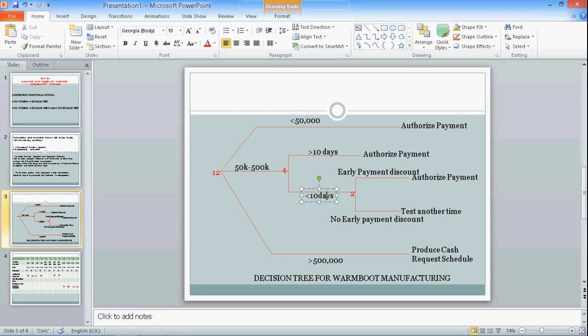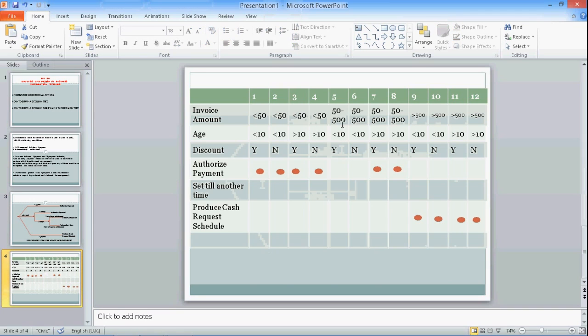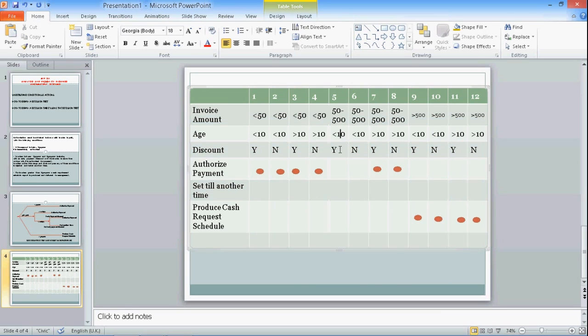Now when it is within this range, it is less than 10 days, and we are entitled to an early payment discount, then what happens? We authorize payment. So when these three conditions are met, we authorize payment. It is within this range, it is less than 10 days, and we're entitled to a discount, so we authorize payment here. It's that simple.